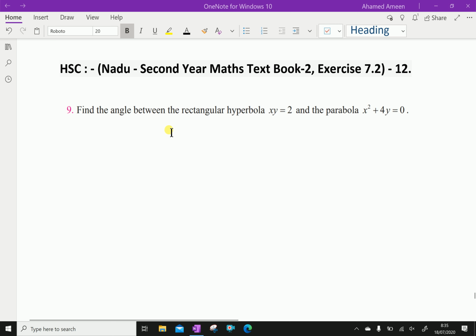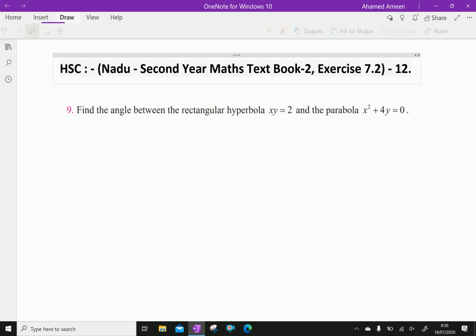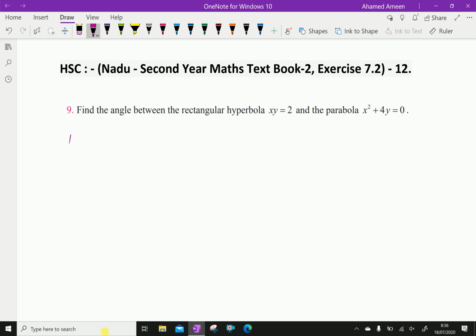Find the angle between the rectangular hyperbola xy equal to 2 and the parabola x square plus 4y equal to 0. Here, the first curve is the rectangular hyperbola, that is xy equal 2.